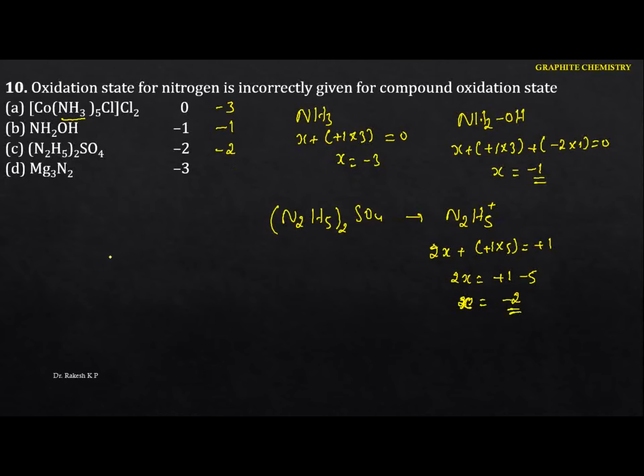Let me calculate for the last one here, that is the magnesium nitride. We know that the second group elements always show plus 2 oxidation state. So plus 2 into 3 plus 2x is equal to 0. So 2x is equal to minus 6, hence the x value becomes minus 3. So here also what you got is minus 3, but the first one is incorrect. Hence the option is A.